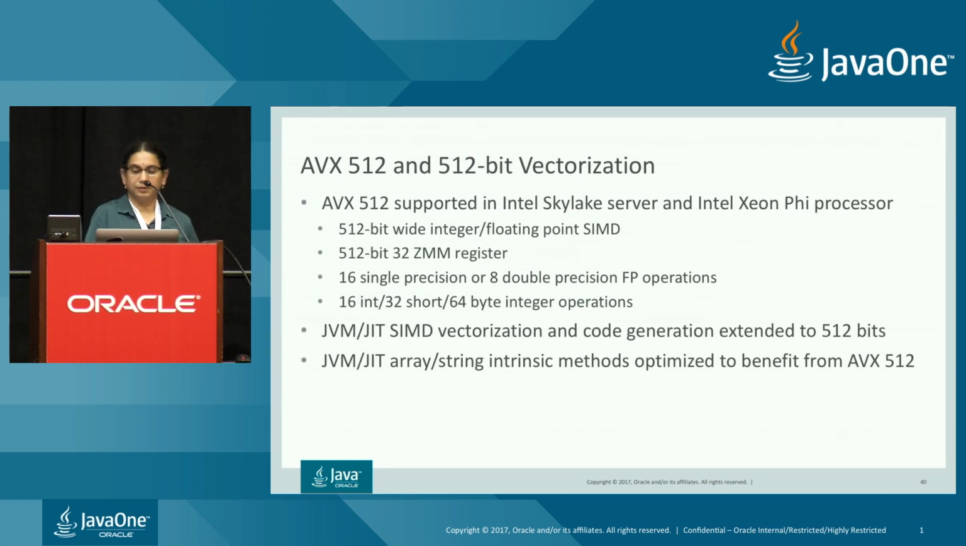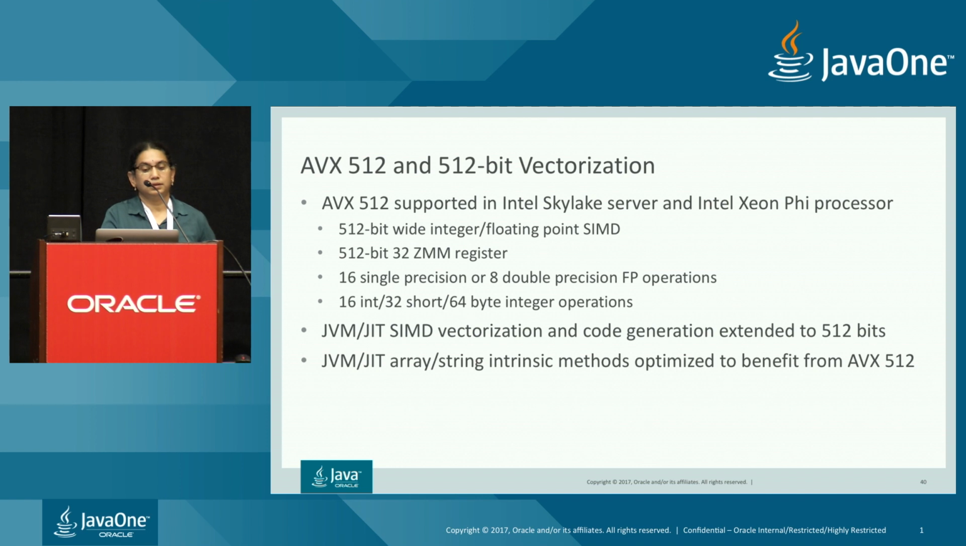So AVX 512 is introduced in the Intel Xeon Phi processor and is available on the Intel Skylake processor. It basically extends the SIMD to 512-bit wide. That means 64 byte operations can be done in a single instruction, or 32 short, 16 int or 16 single precision, and 8 double precision floating point operations can be done in a single instruction. There are 32 ZMM registers, which are 512-bit wide.